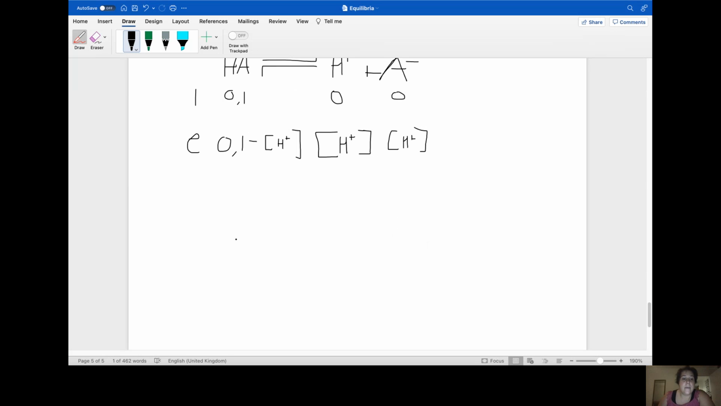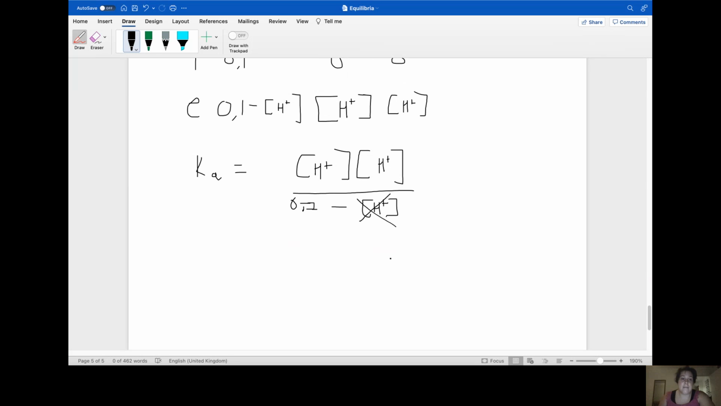Okay. So now we're going to say, okay, cool. The Ka equals the products, which is H+ squared, divided by the reactants, which is 0.1 minus the H+. What do we do with the H+ at the bottom? We can cancel that out, because it's such a small number that it doesn't matter.